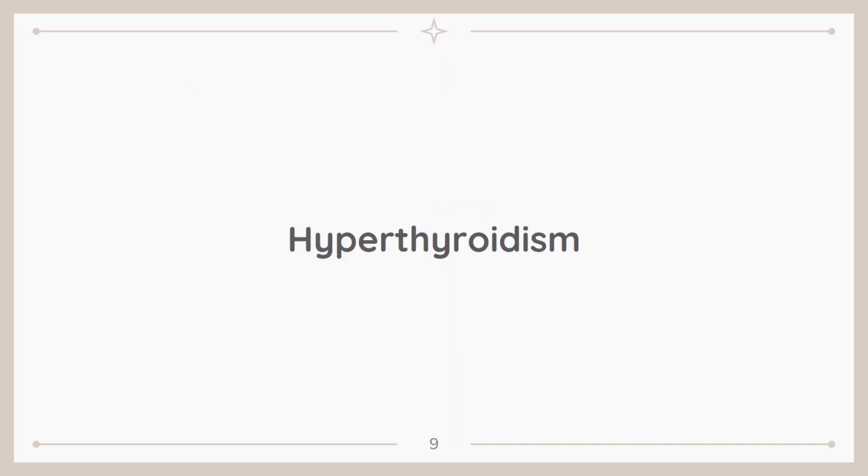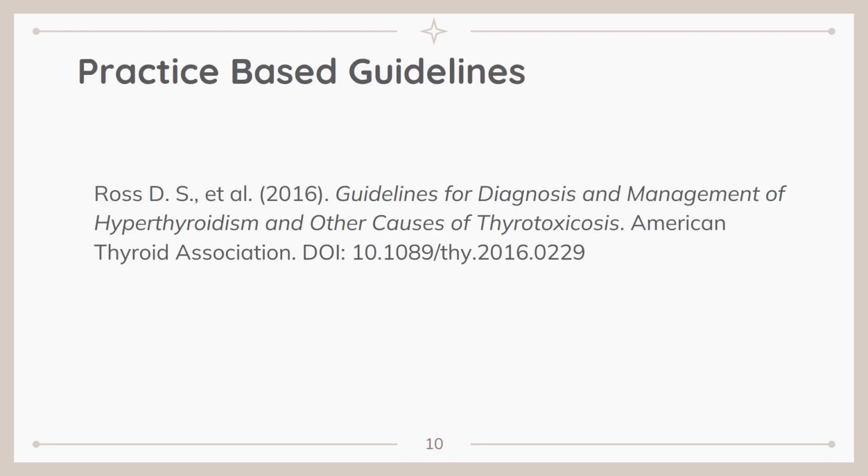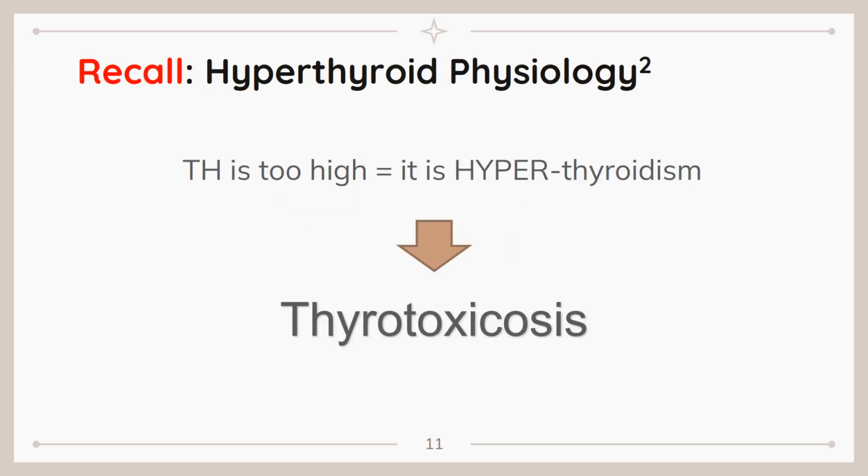If there are any issues with your thyroid gland, they can result in an imbalance of these hormones involved in the system. So one of those examples is hyperthyroidism. I included the guideline here for hyperthyroidism, which is an optional reading for you. So hyperthyroidism is the overactive thyroid, which happens when your thyroid gland makes more thyroid hormones than your body needs, also known as thyrotoxicosis. So when TH is too high, it is hyper.